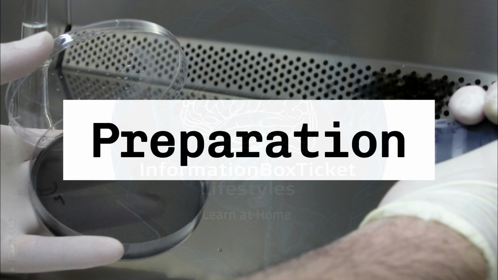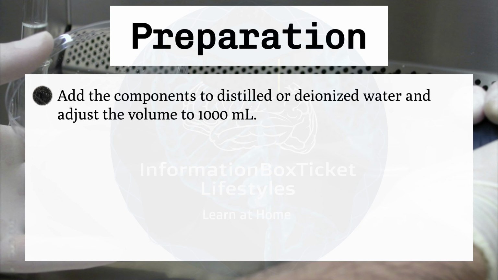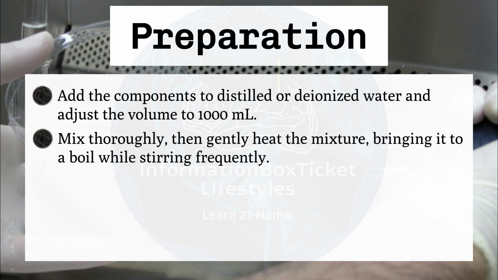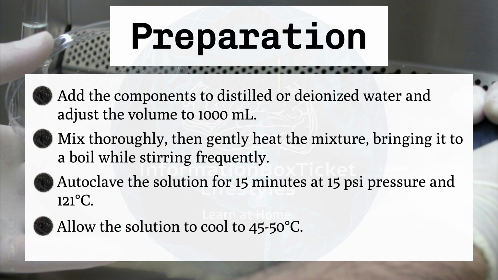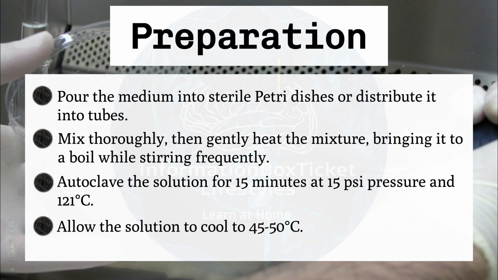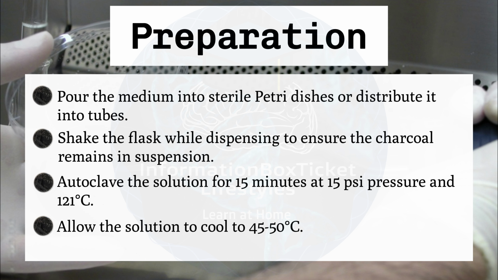Preparation of charcoal selective medium. Add the components to distilled or deionized water and adjust the volume to 1,000 ml. Mix thoroughly, then gently heat the mixture, bringing it to a boil while stirring frequently. Autoclave the solution for 15 minutes at 15 psi pressure and 121 degrees Celsius. Allow the solution to cool to 45 to 50 degrees Celsius. Pour the medium into sterile Petri dishes or distribute it into tubes. Shake the flask while dispensing to ensure the charcoal remains in suspension.